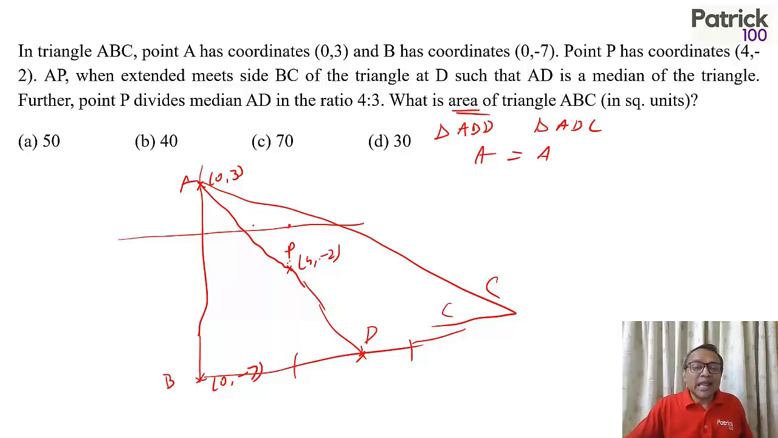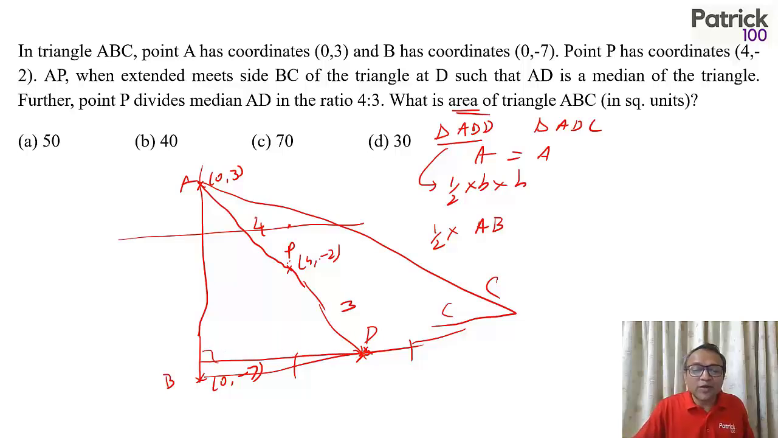Now they have also given the ratio in which P divides is 4:3. If you want to find the area of triangle ABD, it is half into base into height. Half into base could be AB. Height could be the x coordinate of D. So the vertical distance from here, the height would be the x coordinate of D. What's the x coordinate of D? Now focus only on the x coordinate. So here the ratio is 4. This point 4 divides this in a ratio of 4:3. So from 0 to 4 it's 4.